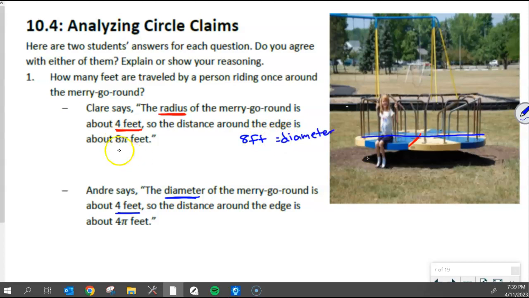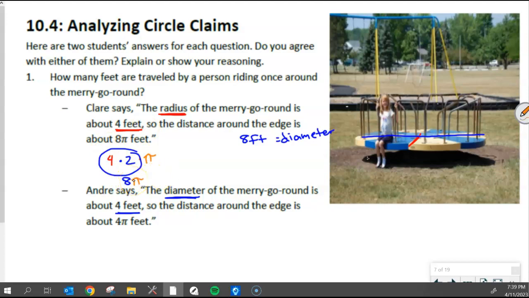So I agree with Claire as far as the measurement goes, the estimate of the measurement. Let's see her calculations. If we have a radius, then in order to find the circumference, we would need to multiply the radius by 2 and then multiply it by pi. Now, we haven't done this for a little while, but you're going to notice Claire did not type everything into her calculator. Claire just calculated this amount. 4 times 2 is 8, so the whole circumference would be 8 pi.